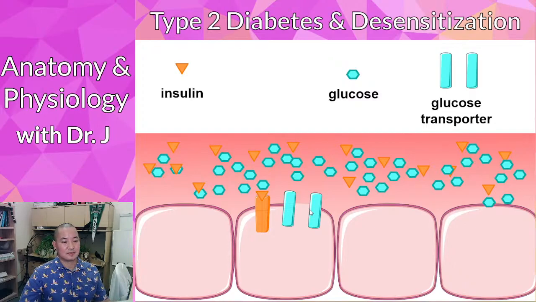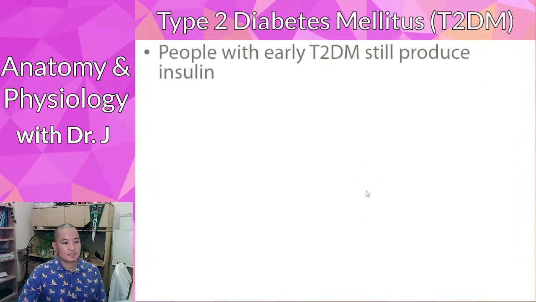More sugar leading to more insulin, and then not enough insulin signaling, leading to the accumulation of more sugar, leading to more insulin. So type 2 diabetes typically has both abnormally high sugar and abnormally high insulin. Compared to type 1 diabetes, if there is uncontrolled type 1 diabetes, they have hyperglycemia but a lack of insulin. Okay, so people with early type 2 diabetes still produce insulin, but especially with chronic conditions like type 2 diabetes mellitus, their insulin production might drop off eventually.